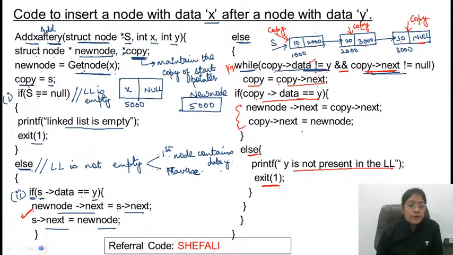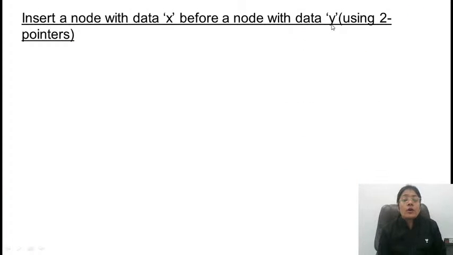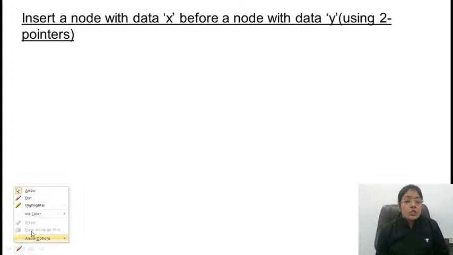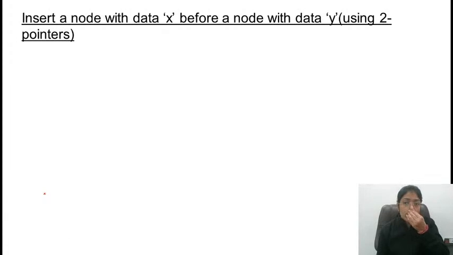Great. If you are finding this easy, that's really good. So this is how you can insert a node with data x after a node with data y. The next one is insert a node with data x before a node with data y. So I'll be discussing two codes for this. One with two pointers and one with single pointer. Okay. So let's understand the code with two pointers first.